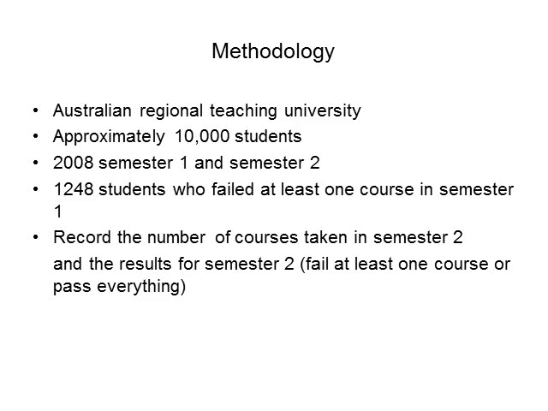1,248 students failed at least one unit in semester 1, and they form the basis of our data collection in semester 2. For semester 2, we recorded the number of courses taken by each of those 1,248 students and their results for semester 2, in particular, whether they failed at least one unit or passed everything.